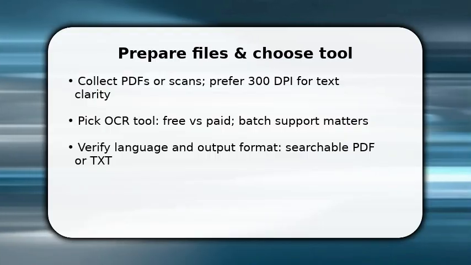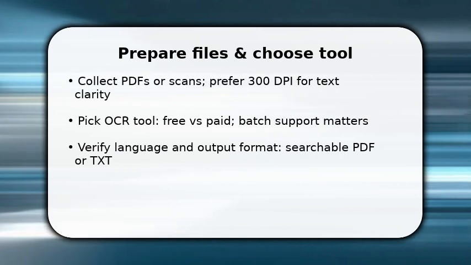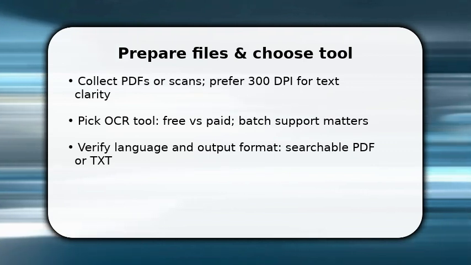You already have your scans. Start by grouping them and picking an OCR app that supports searchable PDF output. Choose 300 dpi or higher if possible, because OCR accuracy depends on image quality. Once chosen, set the recognition language and output type. Make sure batch processing is enabled if you have many files.